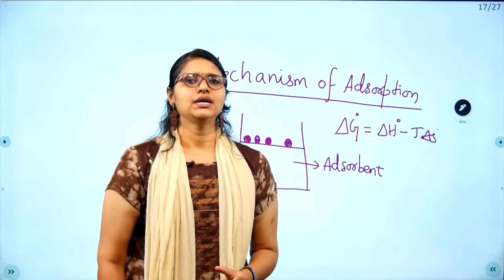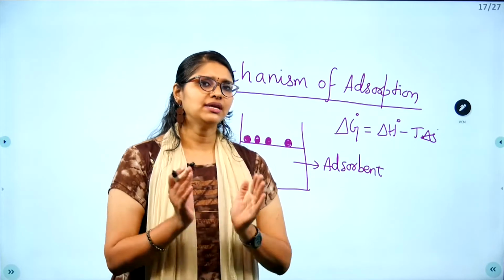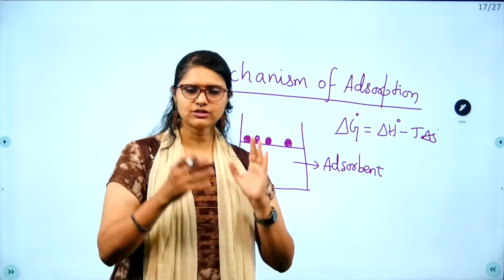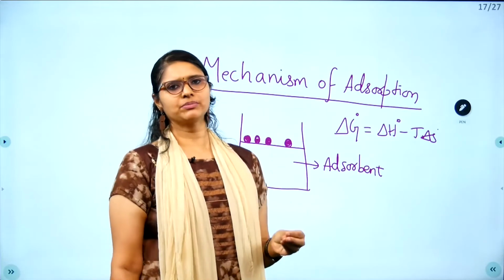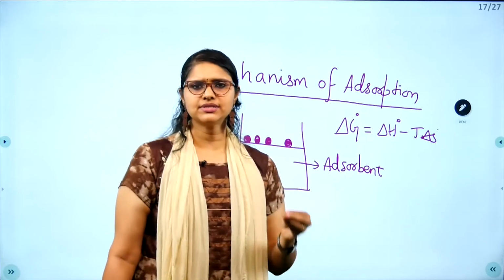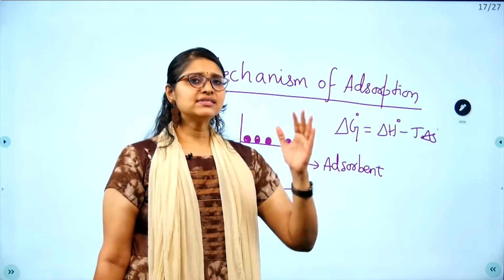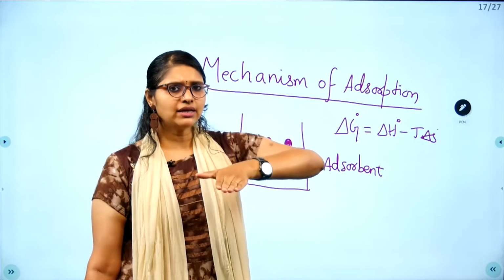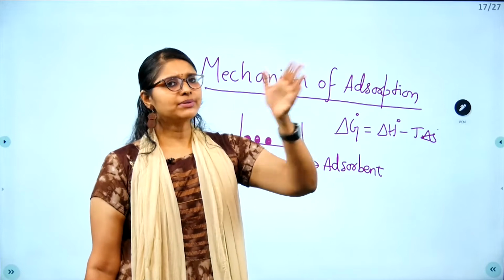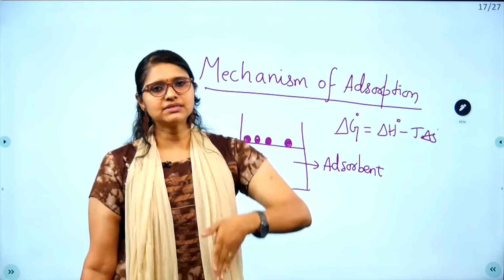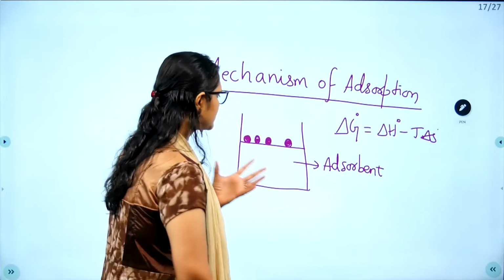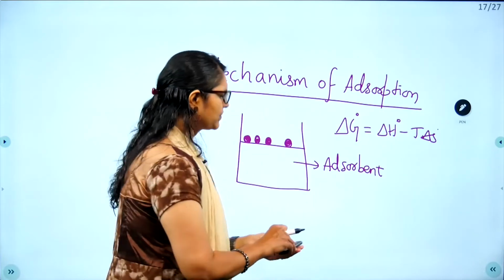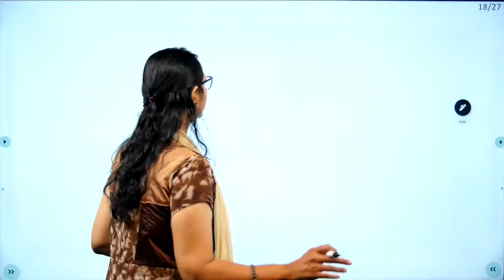Now adsorption is an exothermic reaction. So ΔH is negative. And since the adsorbate is coming and getting adsorbed, what happens to the randomness? The randomness decreases. So first let us discuss the spontaneity, then you will understand this.